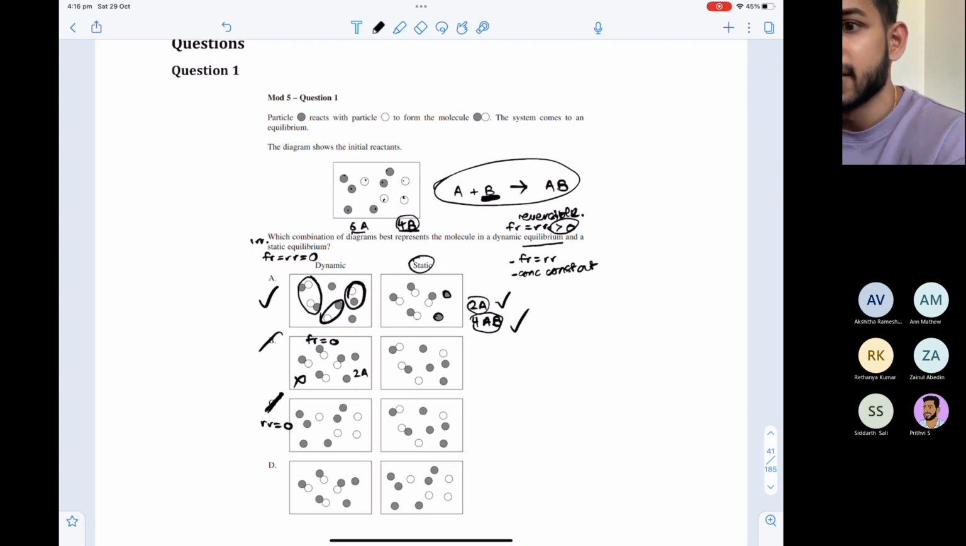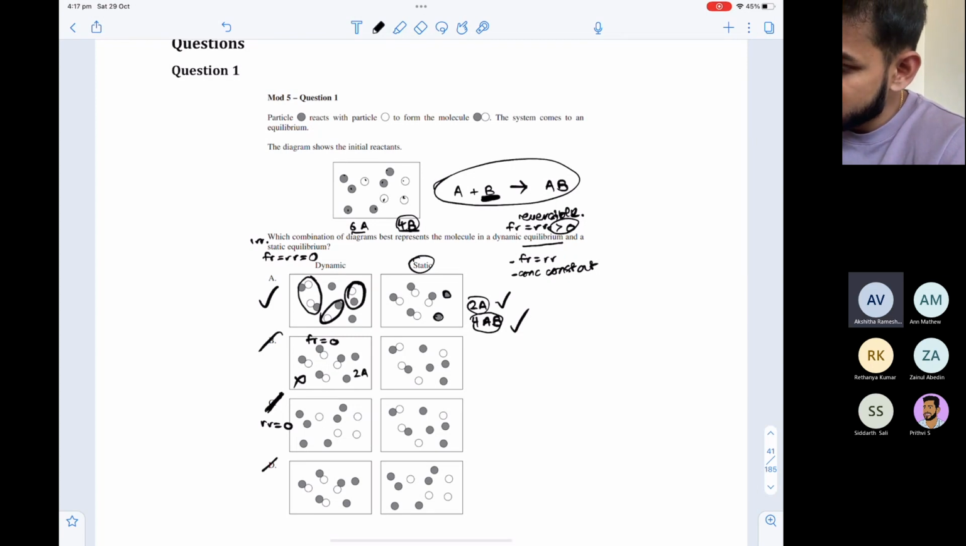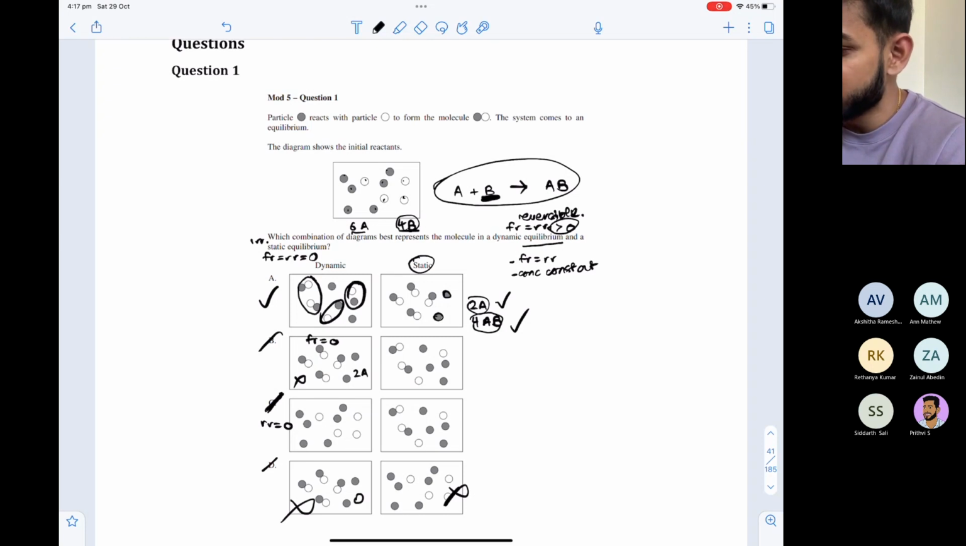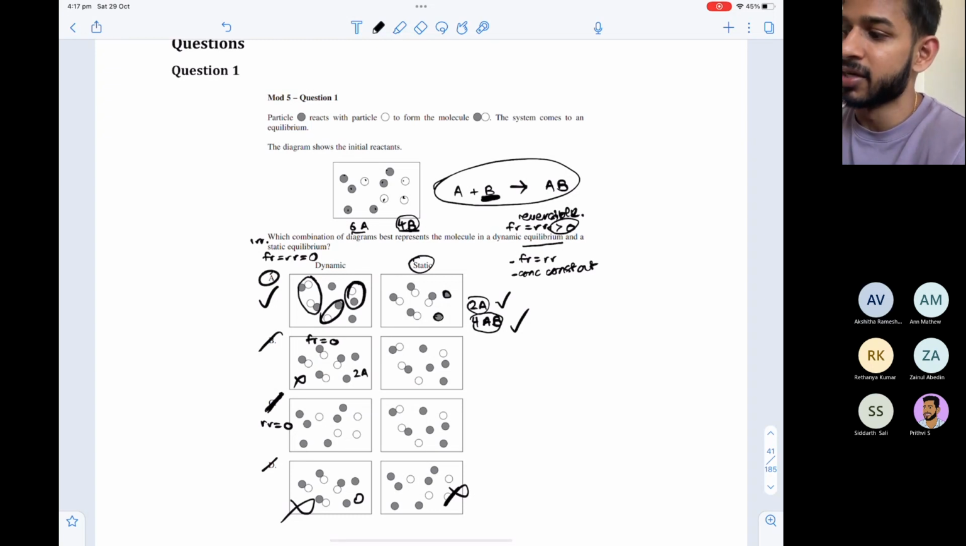Finally, D. Let's go to Akshita. What do you think about D, Akshita? So in static, there's like no products formed, so it doesn't show completion. Very good. So now you looked at the other one that's also wrong, and this is also wrong, because there's no white to react with the gray. There's no forward reaction. So all of them are wrong except A. So as Sid mentioned, A is the best answer.